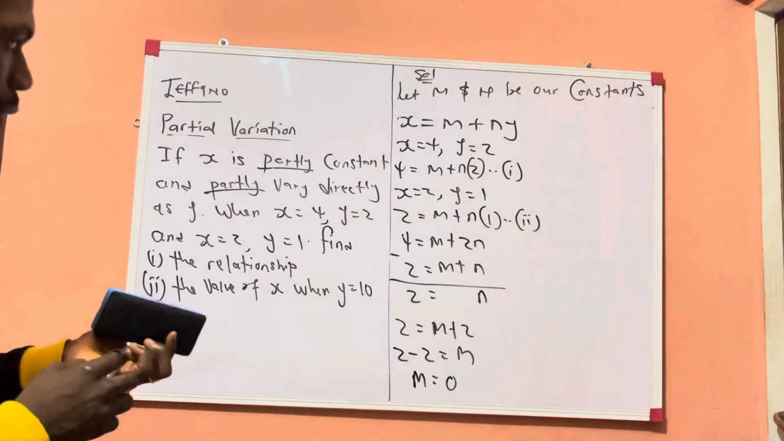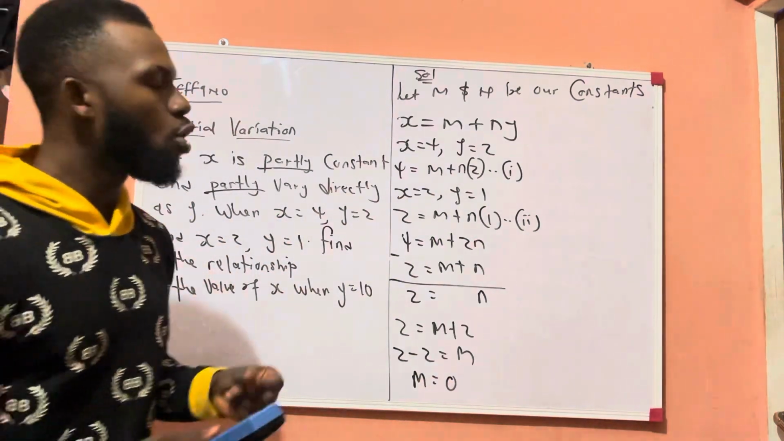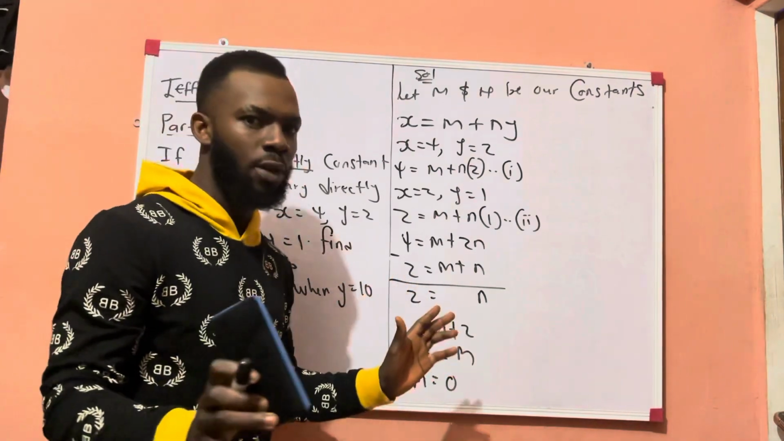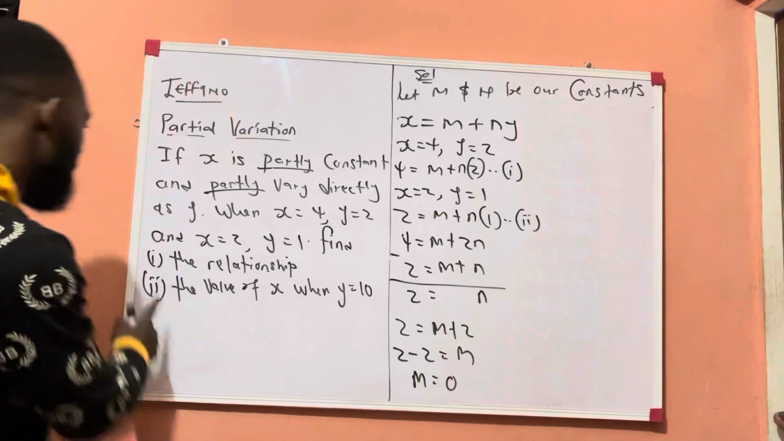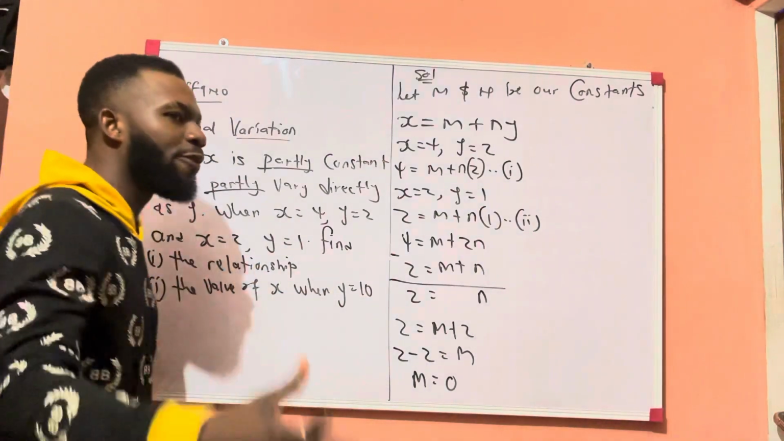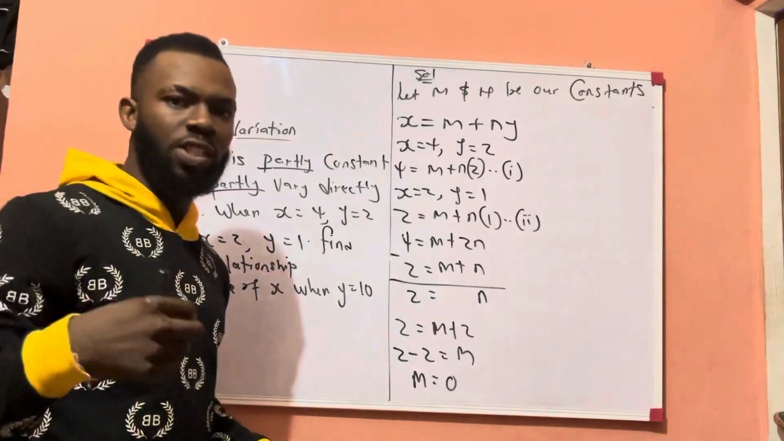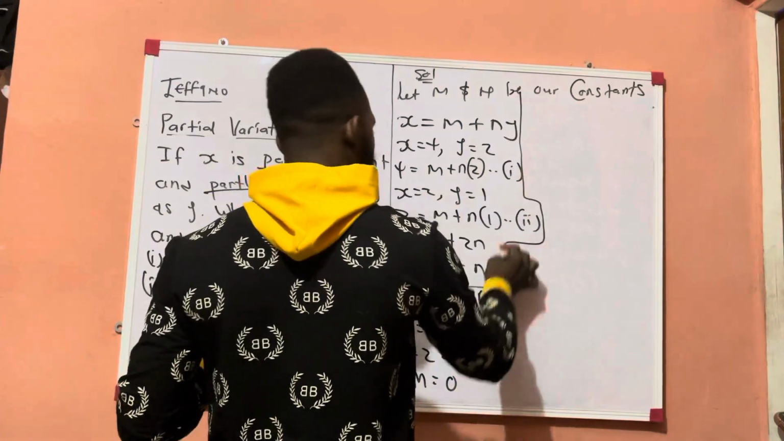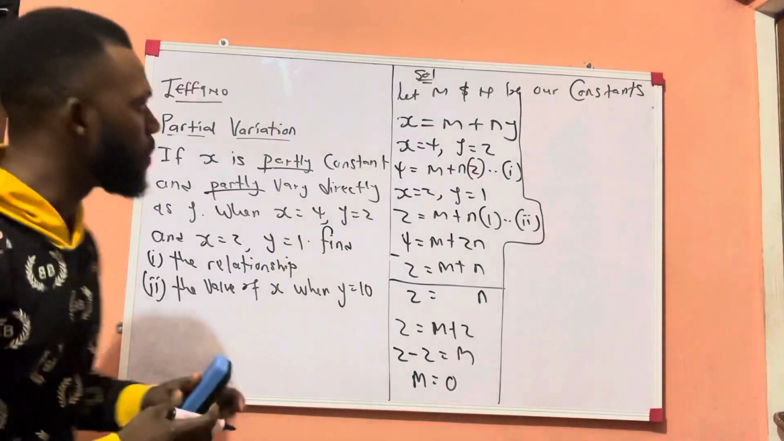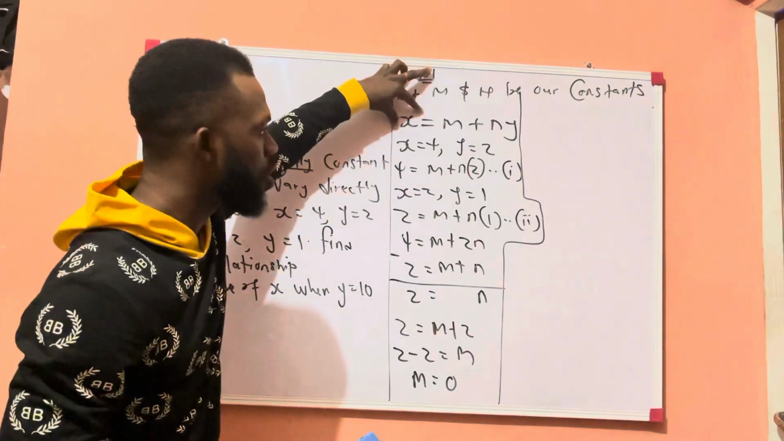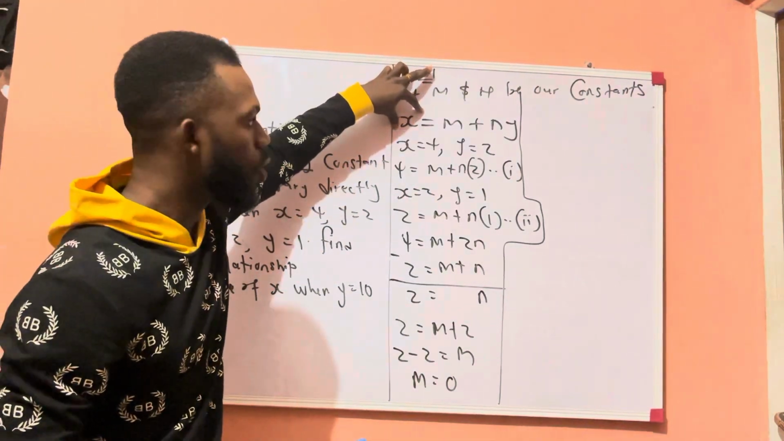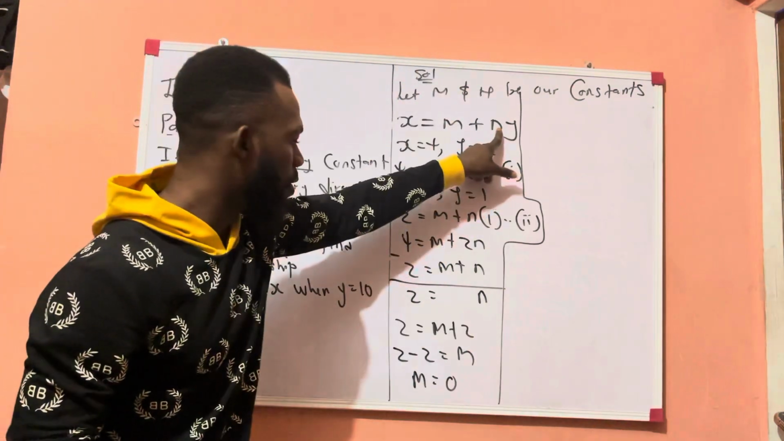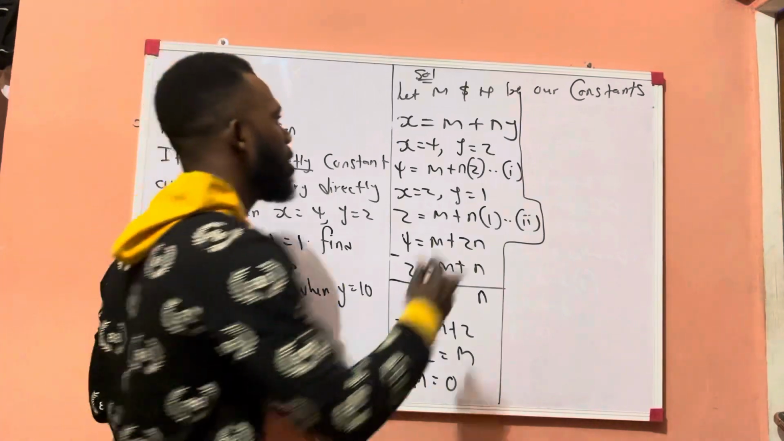Now that I've gotten the values of the two constants, what's the next thing we're going to look for? It is to look for the relationship, which is Roman figure 1. Remember, they didn't tell us to find the constants, but you must find your constants before you get your relationship. Now, getting our relationship, how do you get a relationship? This very place that you introduced the constants, that is where you get the relationship. So anywhere you see the value of m, you give 0. Anywhere you see the value of n, you give 2.